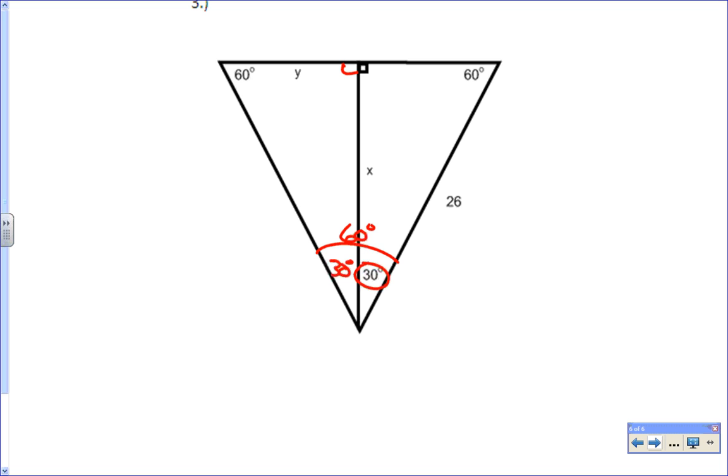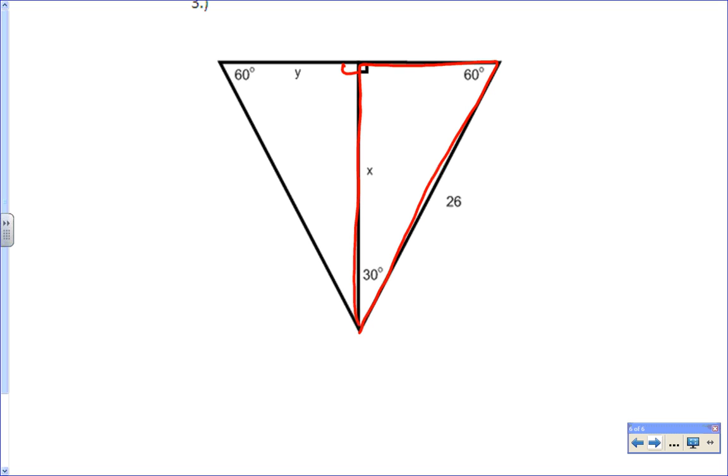Lots of ways you could get to these answers. What I would probably suggest that we do, though, is let's focus maybe on getting x first. And then we'll review your knowledge of this little segment in the middle where x is. Okay? So 26 is our hypotenuse of the one I just traced in red.